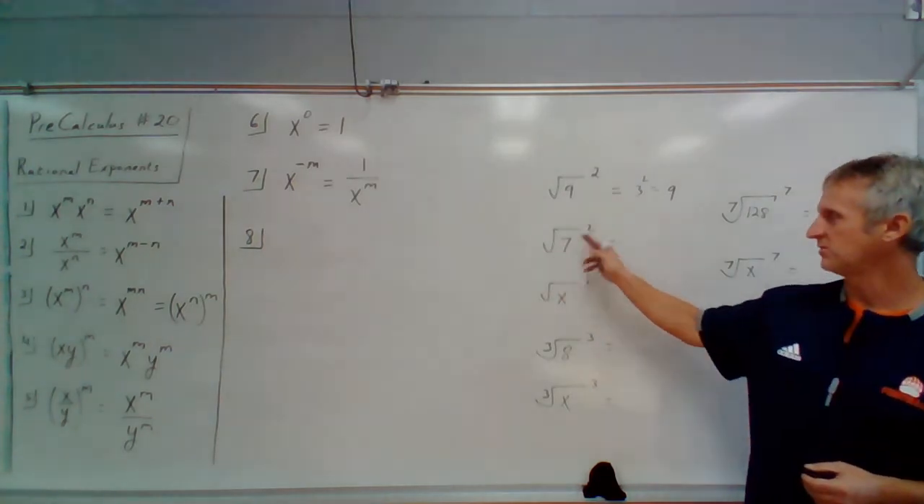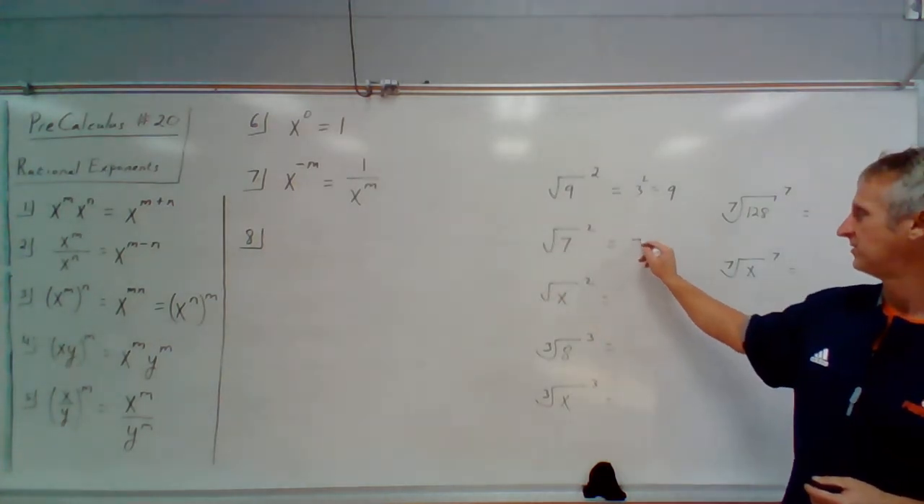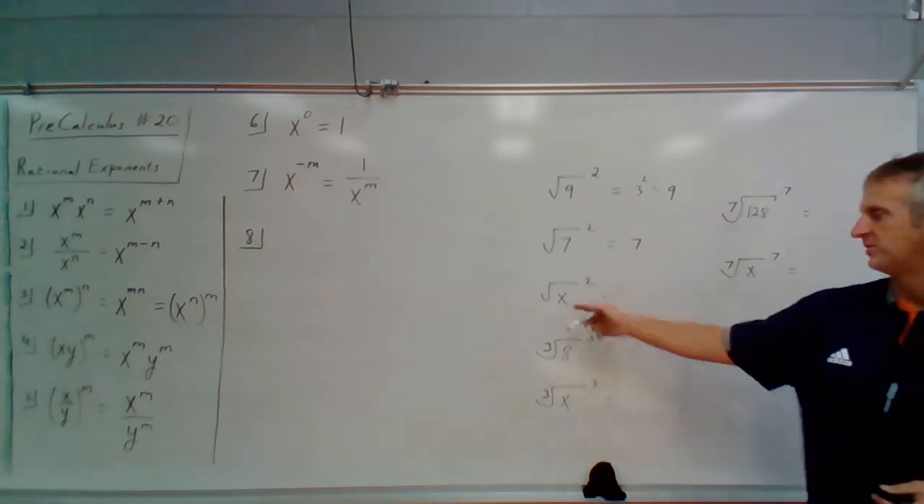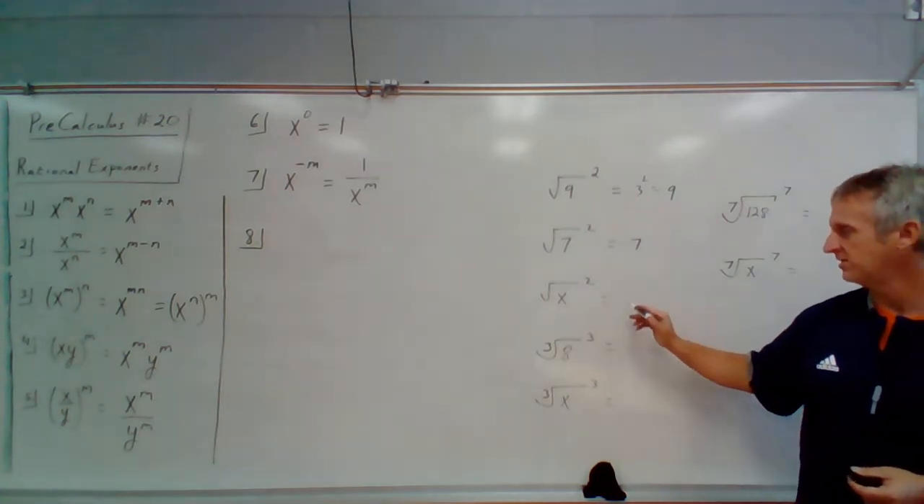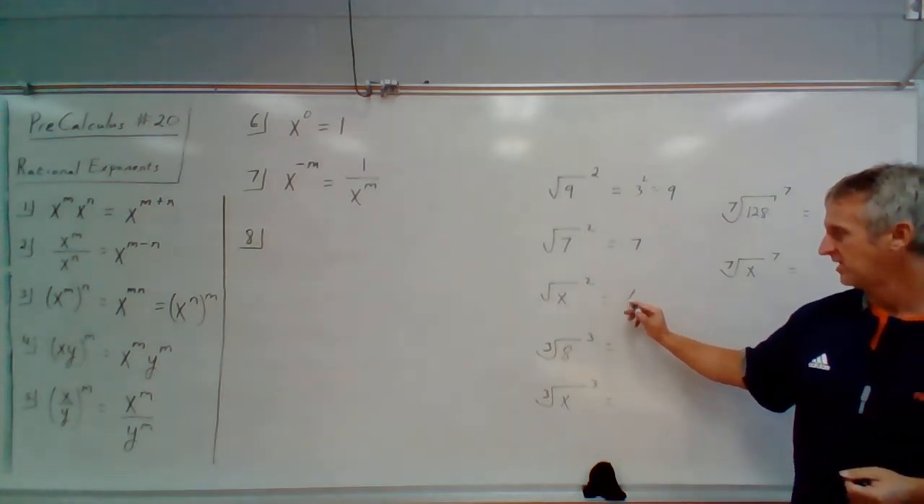Okay, so what would be the square root of 7 squared? Well, that would be 7. What would be the square root of any positive number squared? That would be x.